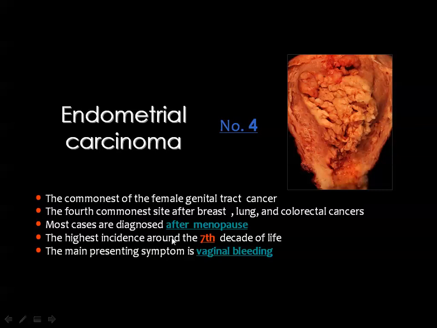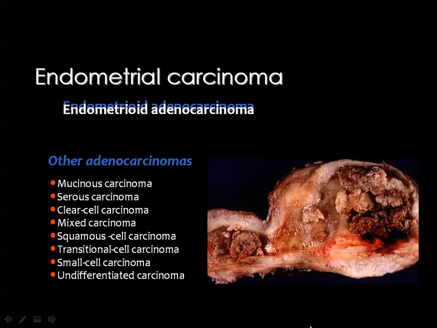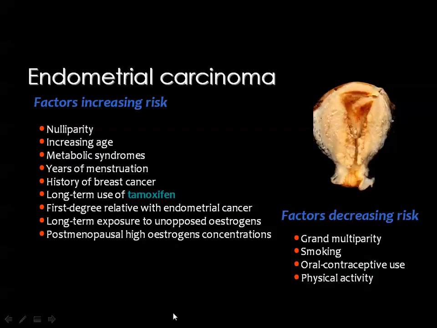And the lesion is usually diagnosed after menopause, and the main presentation is vaginal bleeding. There are a lot of histopathologic types of endometrial carcinoma, but the most commonly seen one is the endometrioid adenocarcinoma, and the carcinosarcoma is also one of the frequently seen pathologies.